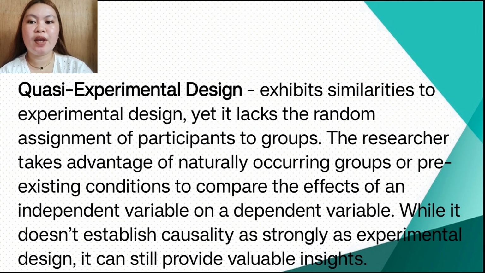Second one is quasi-experimental design. It exhibits similarities to experimental design, yet it lacks the random assignment of participants to the group. The researcher takes advantage of naturally occurring groups or pre-existing conditions to compare the effects of an independent variable on a dependent variable. While it doesn't establish causality as strongly as experimental design, it can still provide valuable insights.